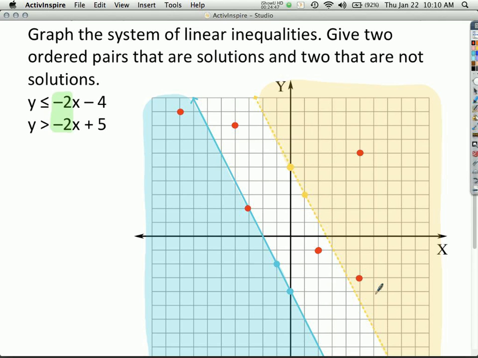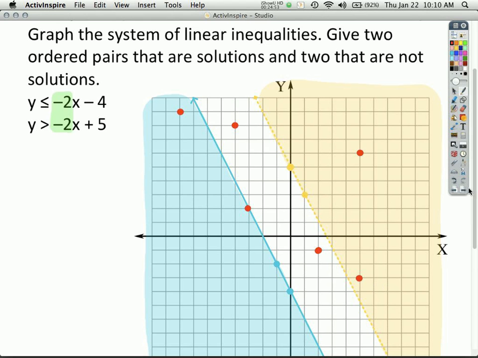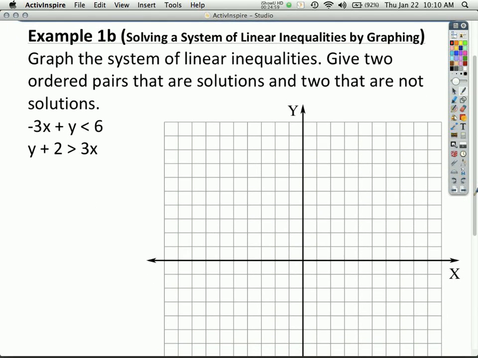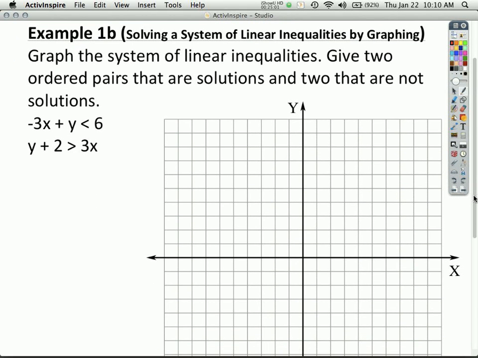Does anyone have any comments, concerns, any issues, any theories, any thoughts? Good, we're doing very well so far. So now part B. So you don't need to copy the instructions. This is the third time you're seeing these same instructions. Graph the system of linear inequalities, give two ordered pairs that are solutions, two that are not.